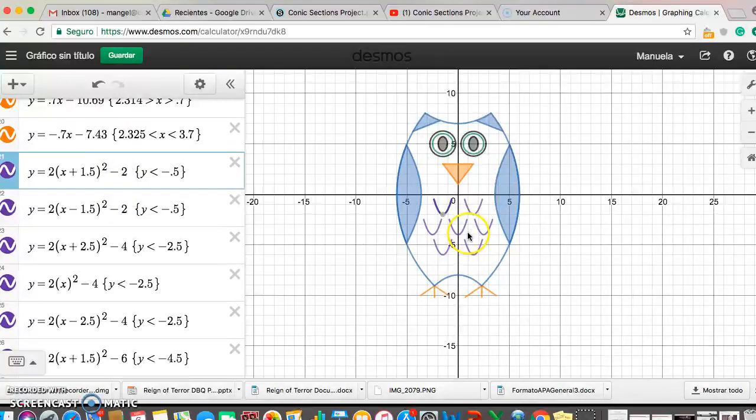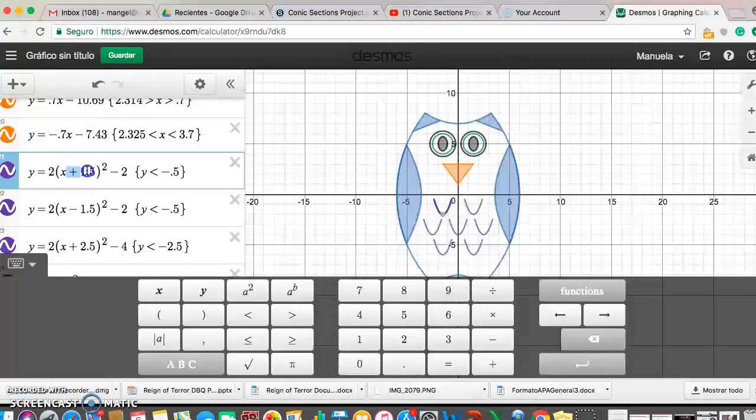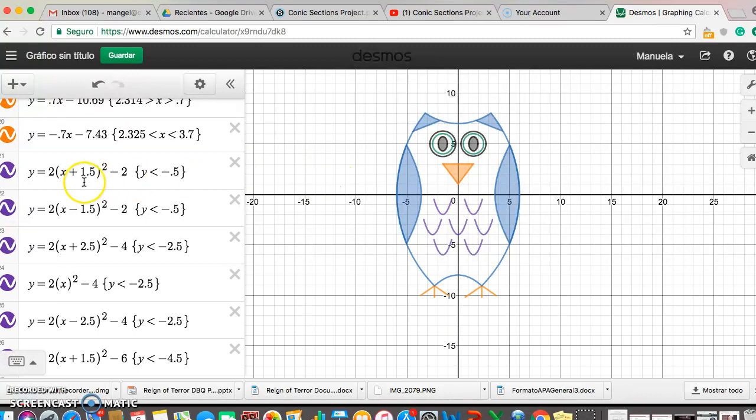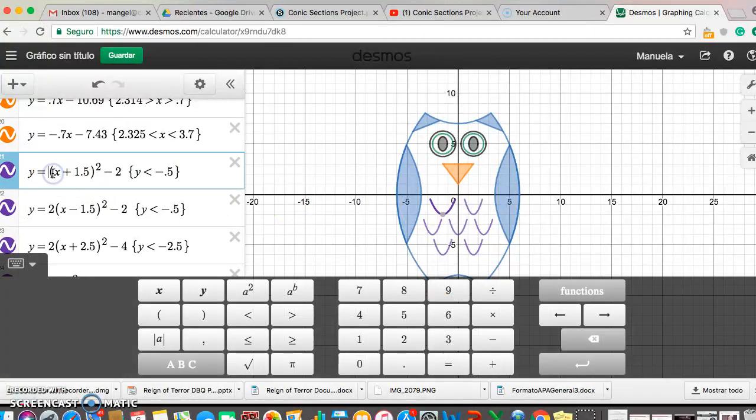So the vertex of the parabola, as we here see, is shown as -1.5, comma -2, and here it's shown, this part. And the 2 is just to represent how wide the parabola is. For example, if I change this to a 1, the parabola will be wider. Or if I change it to a 5, it will be less wide. And 2 is the length that I consider best for the parabola.